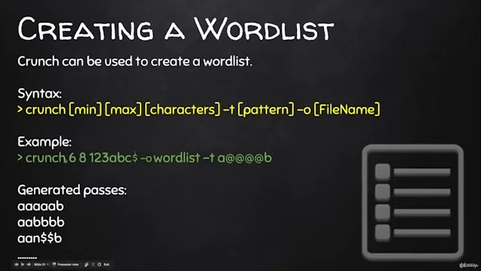So we have a small little example here that will generate a list of passwords that start from 6 characters to 8 characters and contain these characters right here. So it's going to create combinations of 1, 2, 3, ABC, and the $ sign. And it's going to store it in a file called wordlist. And these passwords are going to start with an A and end with a B. And it will generate passwords based on all possible combinations between the A and the B. So all of the generated passwords will always start with A and end with B.